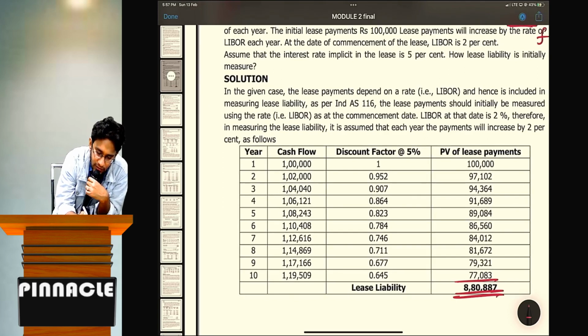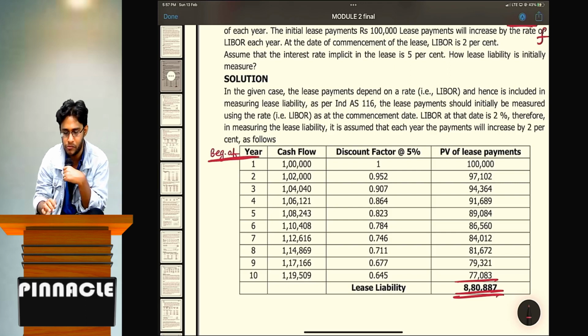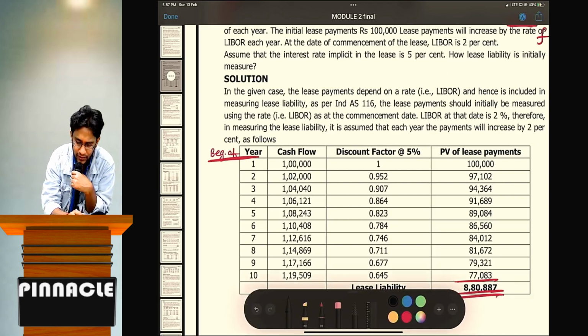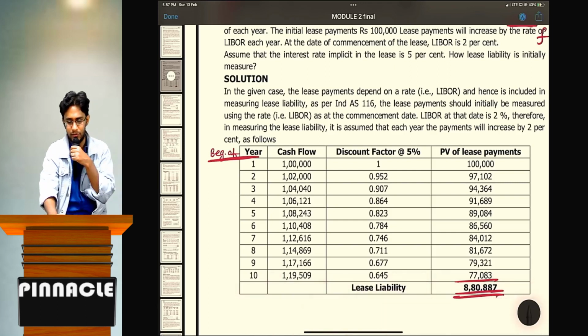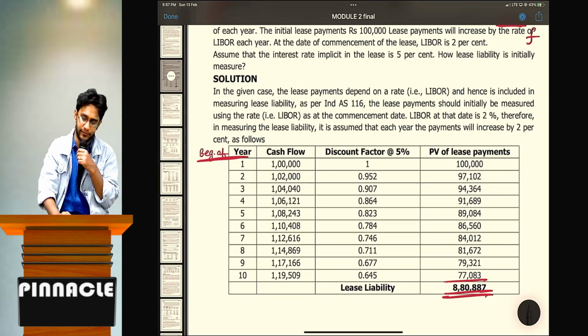So here, beginning of year. Or else on the timeline, write 0, 1, 2, 3 if you want, like that you write. I would have written 0, 1, 2, 3, but anyway, the study material solution is like that, so you try to understand what they gave.